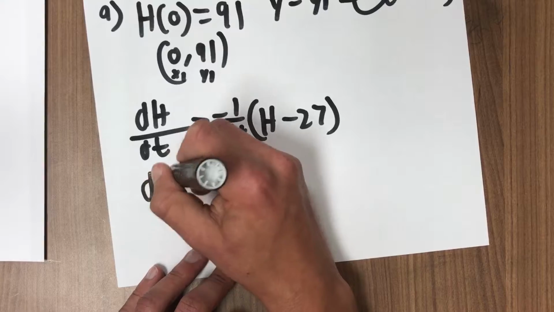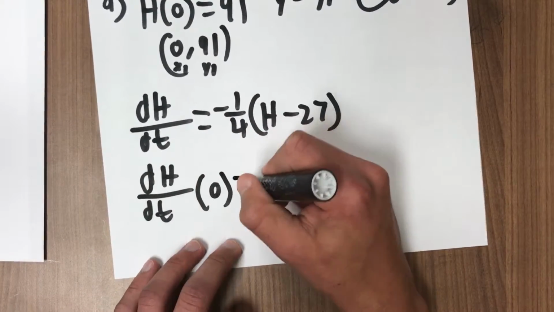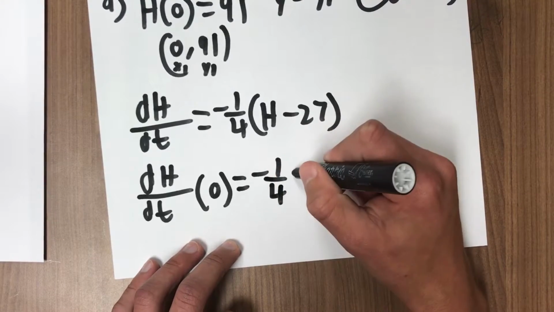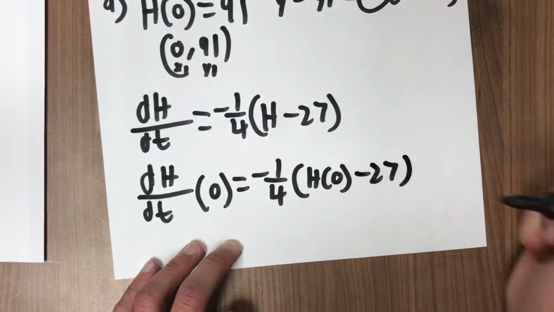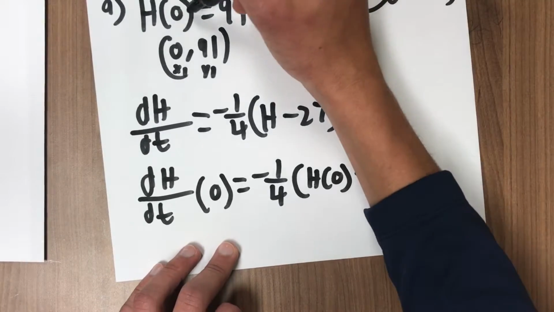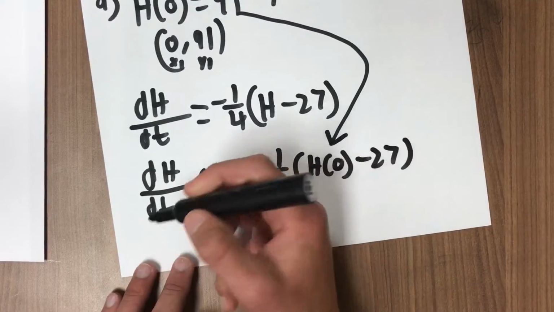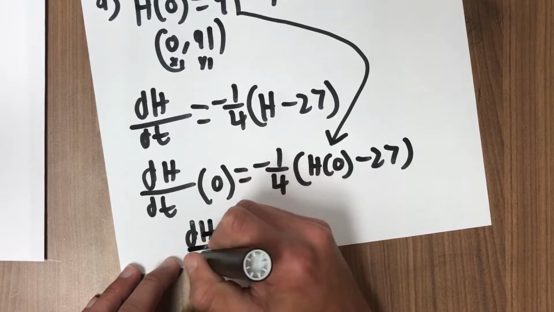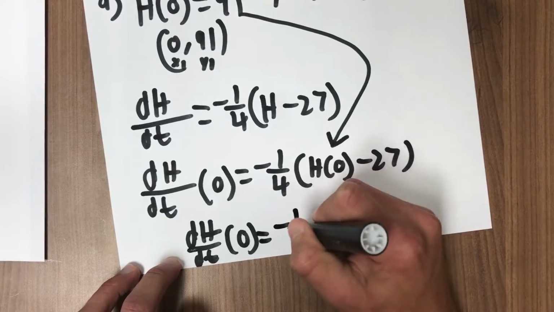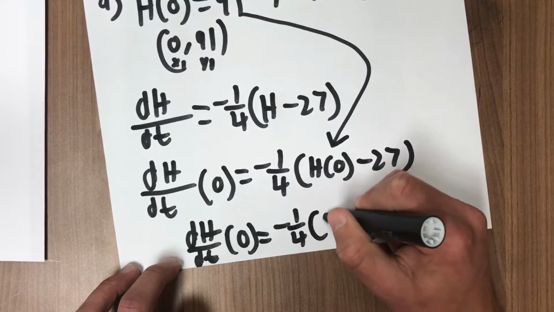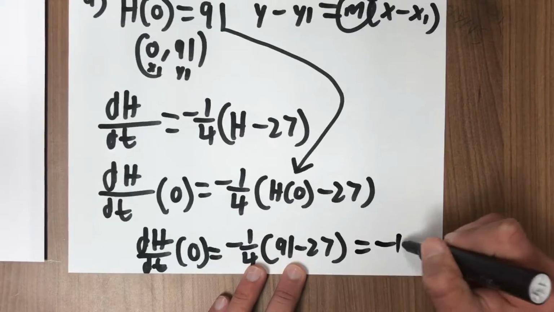So you're going to find dh over dt at 0, which is equal to negative 1/4 times h of 0 minus 27. You have to remember, in the problem, it gave you that h of 0 is 91. So you can use that 91 and plug that in right there. So you have dh over dt at 0 equals negative 1/4 times 91 minus 27, which simplifies down to negative 16.